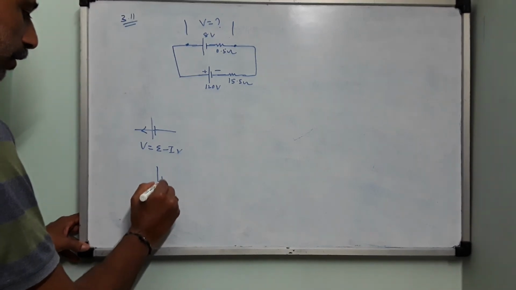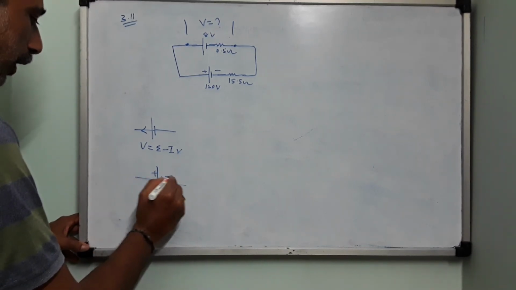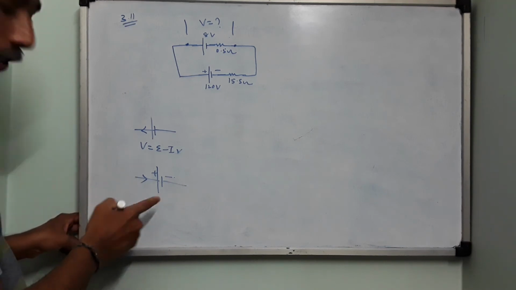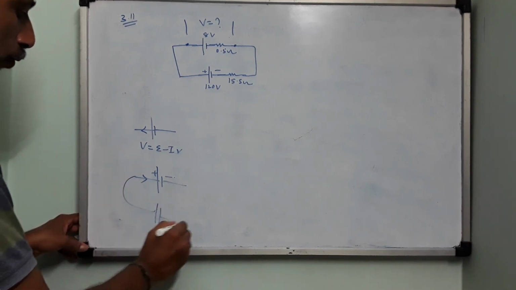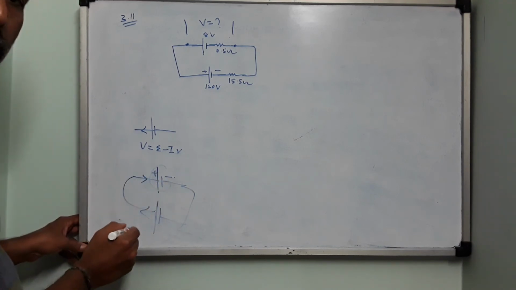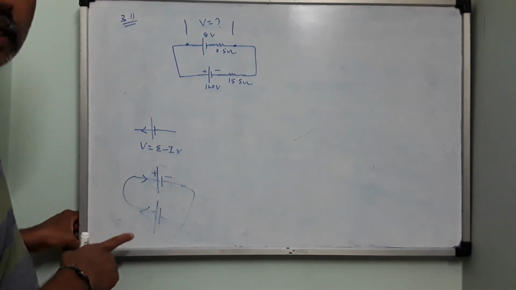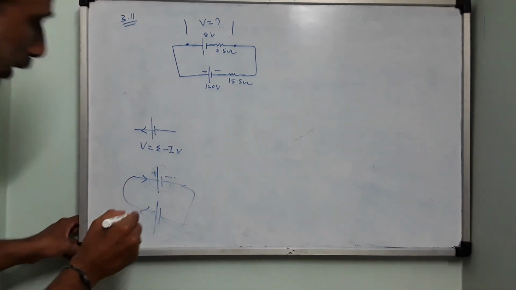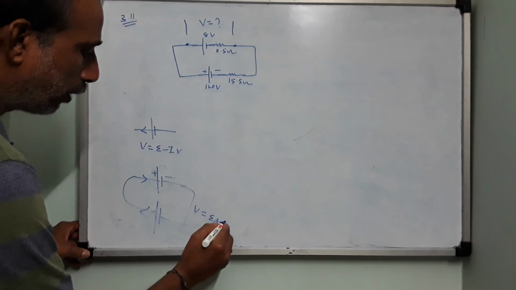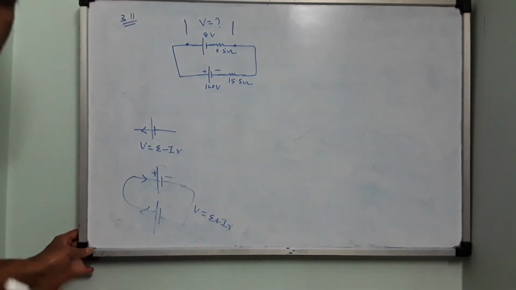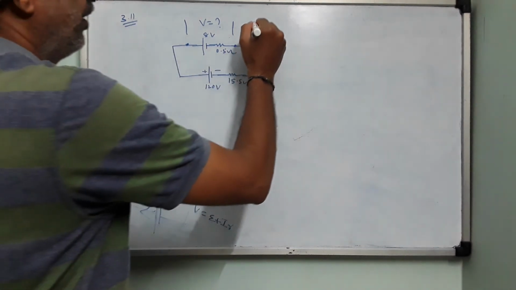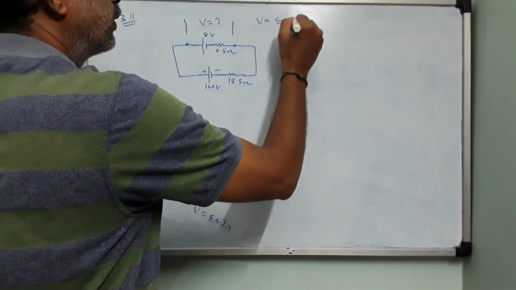If the same cell is having a current like this, it cannot produce its own current in this direction. There must be somebody who is having a greater EMF than this one that is driving the current in this direction. In such case, we say the cell is being charged. When it is charging, we write the equation V equals to E plus IR. Do you remember? So now this is a charging condition. So this V must be written as E plus IR.